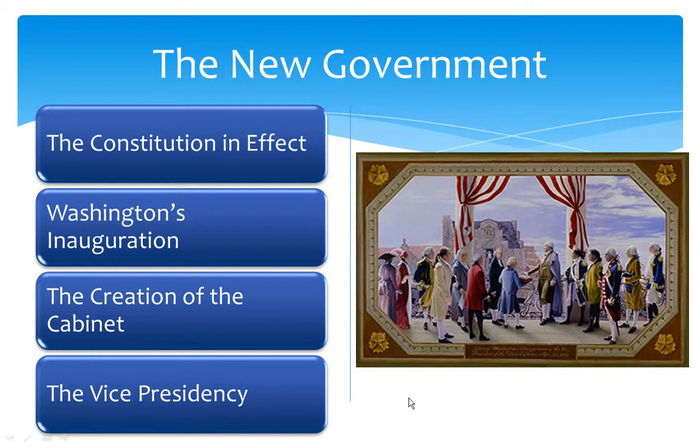So, George Washington goes and is inaugurated. Becomes President of the United States. When he becomes President of the United States, he is charged by the Constitution with making sure that all laws passed by Congress are dutifully enforced. What does that mean?